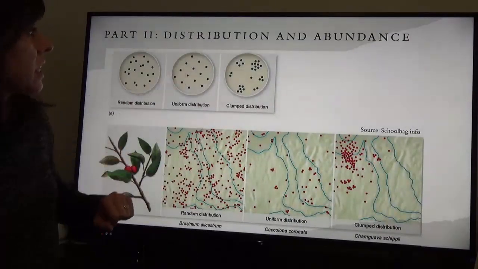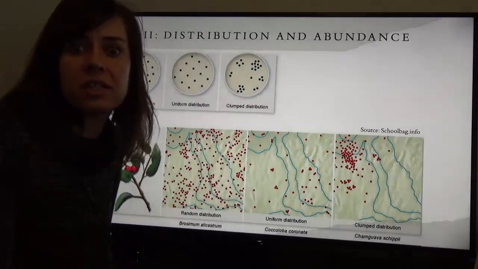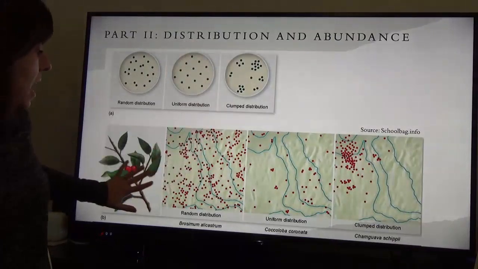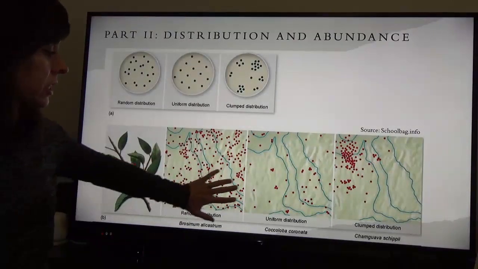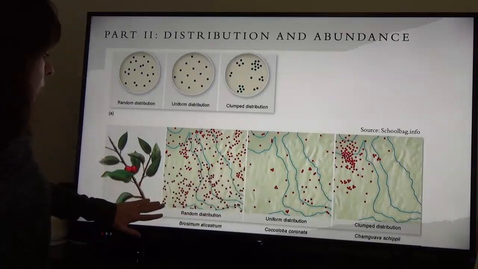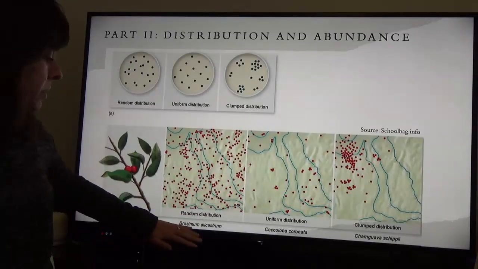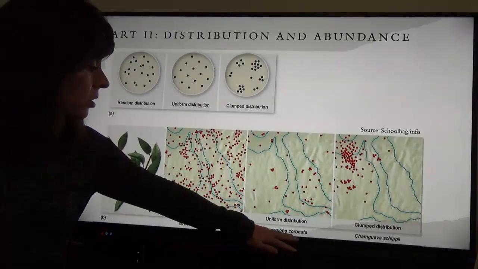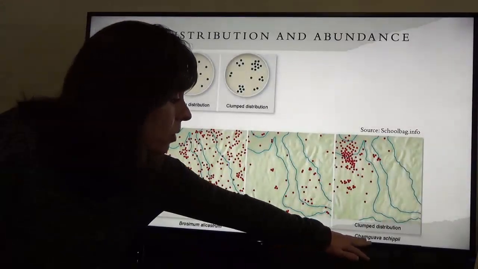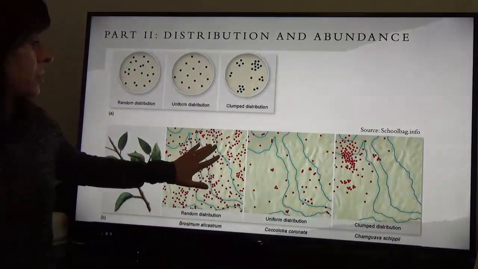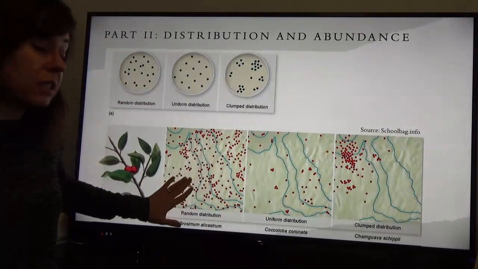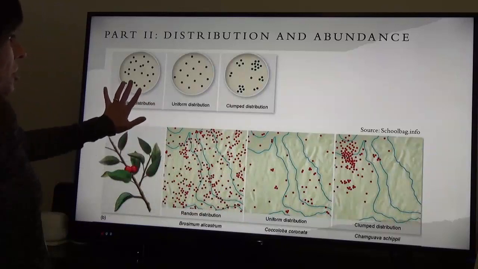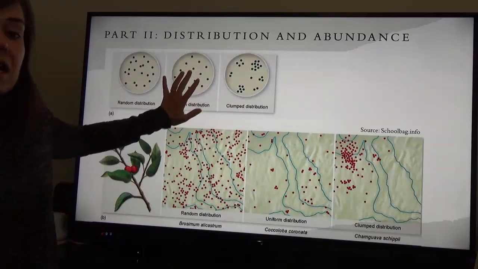Okay, so today's lecture, now that we've moved on from the introduction of our mystery, is really focused on distribution and abundance. And we can see this demonstrated in these tropical woody species here: Brosimum alicastrum, Cocoloba coronata, and Chamguava schippii. And each of these dots represents an individual in those populations. And you can see these very, very different distributions that correspond to what we see in these circles as well.